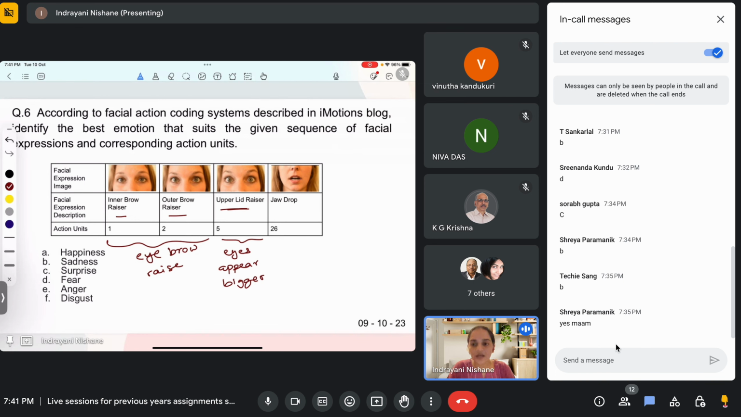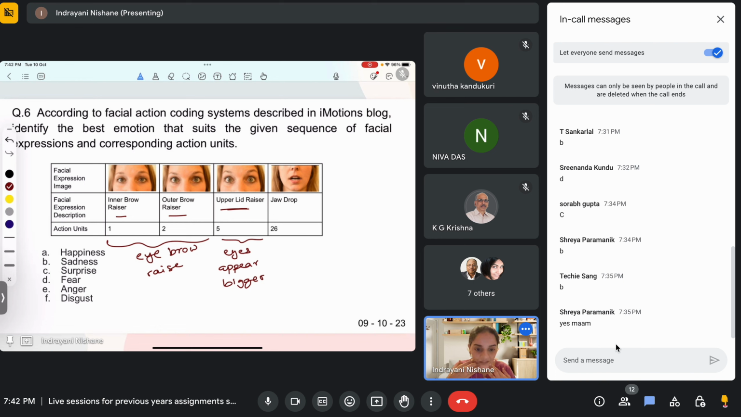When they say inner brow raised, when you look in front of a mirror you can see how your eyebrow raise happens. You first raise this part and then you raise the outer part of your eyebrows, and if you raise it any further, your eye size increases. So this is what is happening. Now we are done with the motions of the eyes, and now coming to the lips expression.